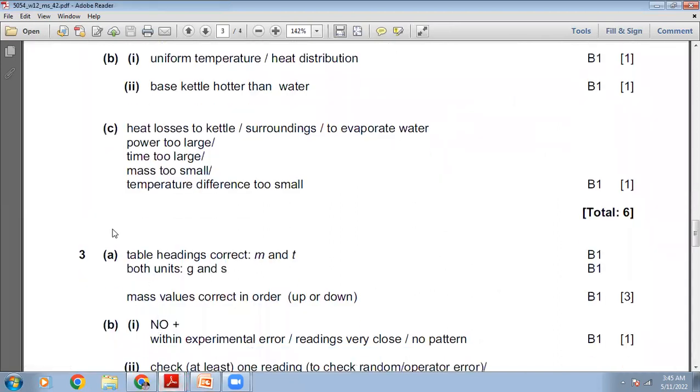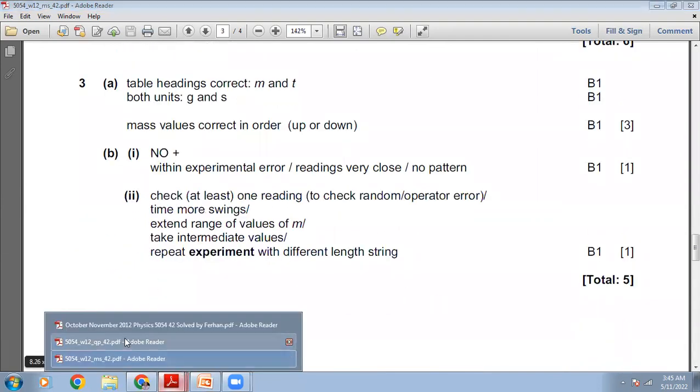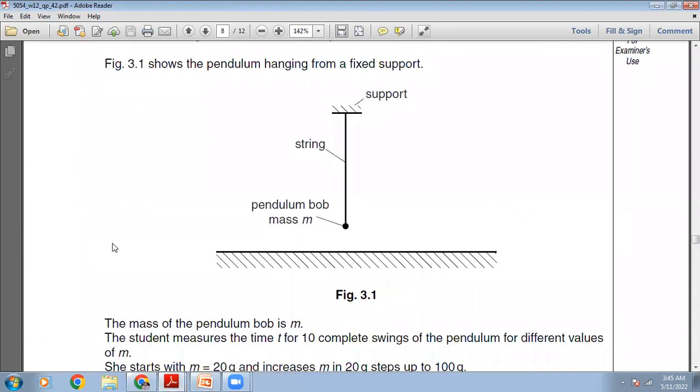Let's have a look at this. Heat loses to the kettle surroundings to evaporate the water. Power too large, time too large, mass too small, temperature difference too small. Okay, we gave this answer. Okay, so we are going to the next question.